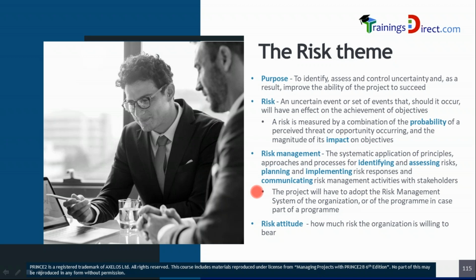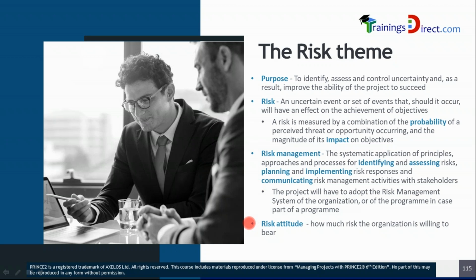The project will have to adopt the risk management system of the organization or of the program in case part of a program. Because risk management happens in projects and operations, generally organizations create their own approach to risk management. Therefore, every project in the organization will have to abide by the overall risk management guideline or framework of that organization.